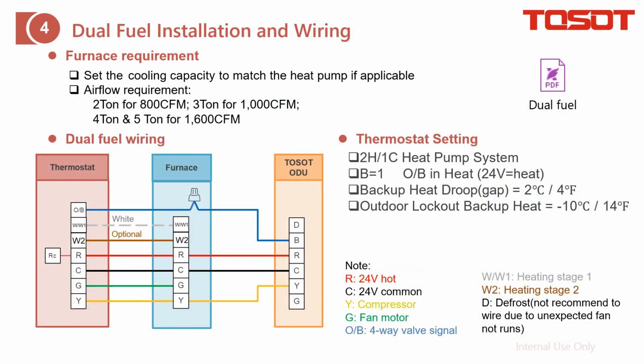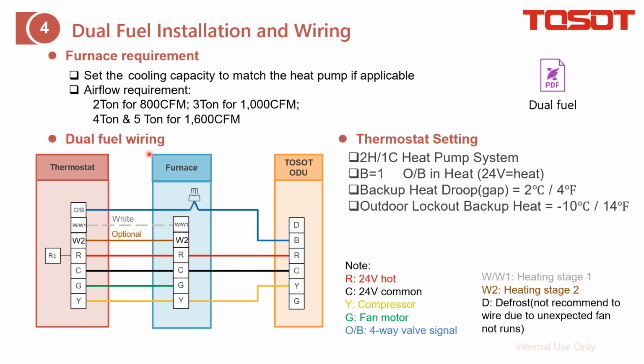In this slide, I just display some important requirements for the dual fuel installation and wiring. First is the furnace. If capable, you need to set the cooling capacity on the furnace to match this heat pump. And the airflow requirement for the A coil is 2 ton for 800 CFM, 3 ton for 1000, 4 and 5 ton for 1600.